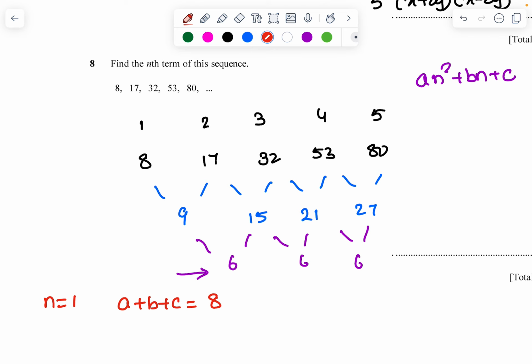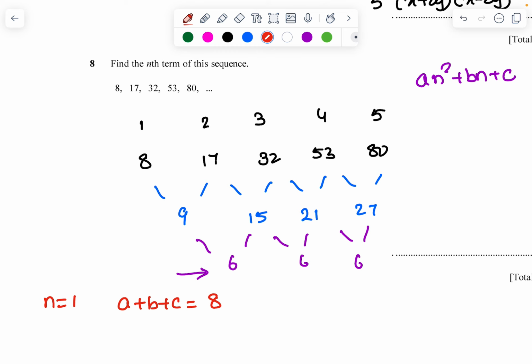Then I'll be taking it out from there. So for that, what should I be doing is, I have to find out the values of a, b and c. For that, I will be using the formula. So what formula am I going to use? Let me write that formula over here. Whenever the second differences are the same, it is going to be quadratic, an square plus bn plus c.